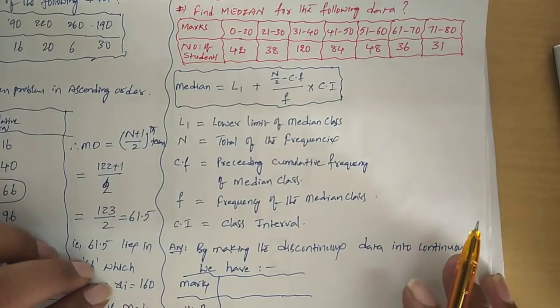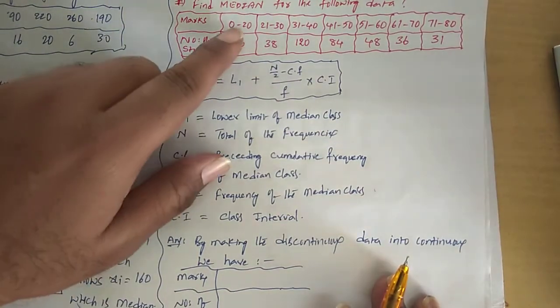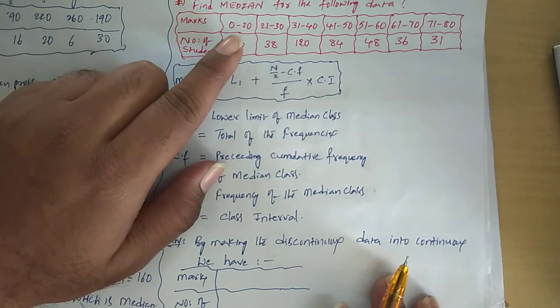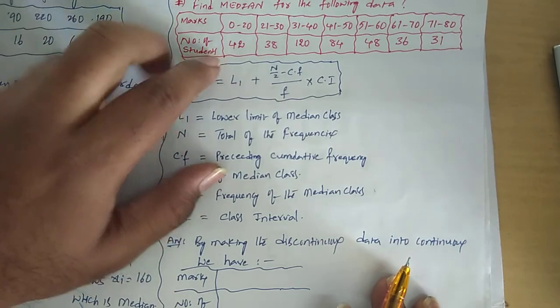So all of you look at here how the data is going to be continuous now. Now 20, 21, difference is 1. Divided by 2, how much will you get? 1 by 2, that is 0.5.